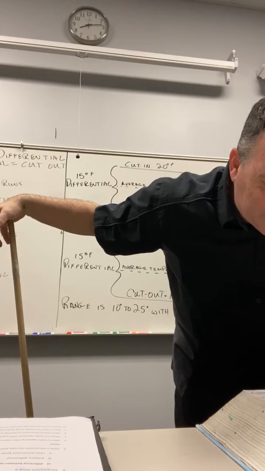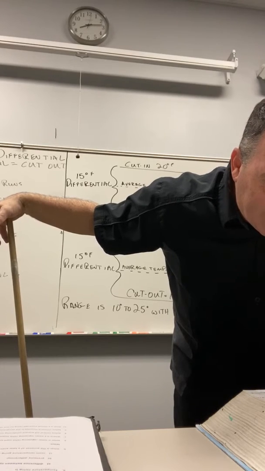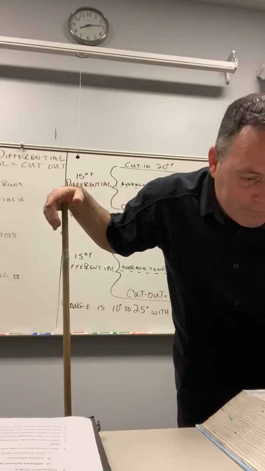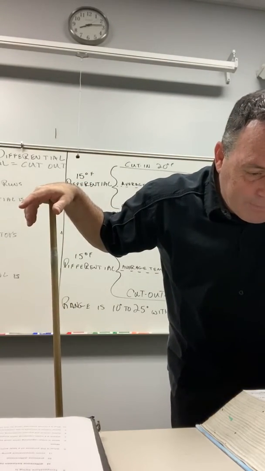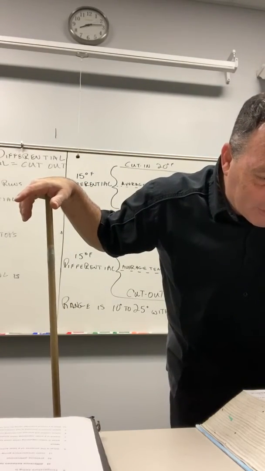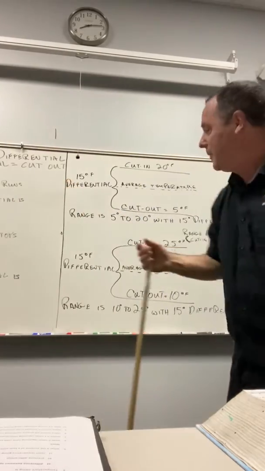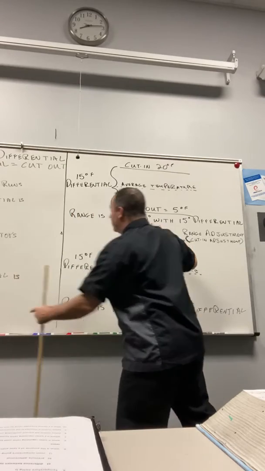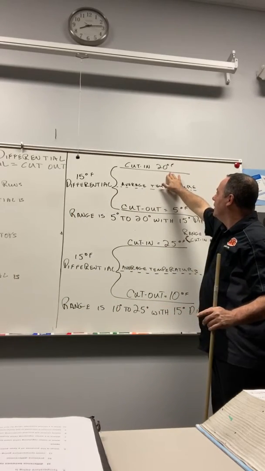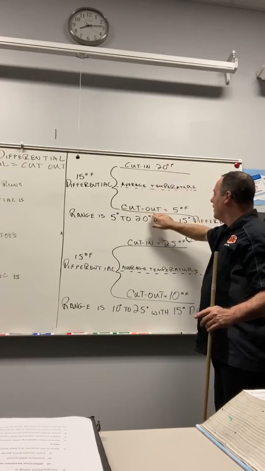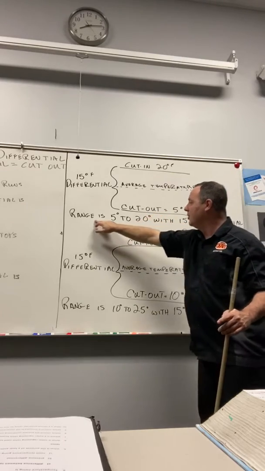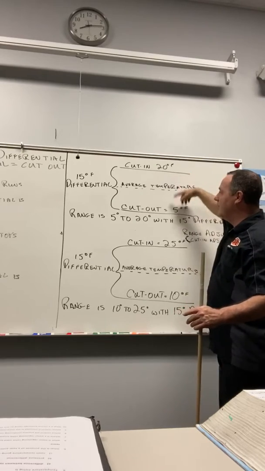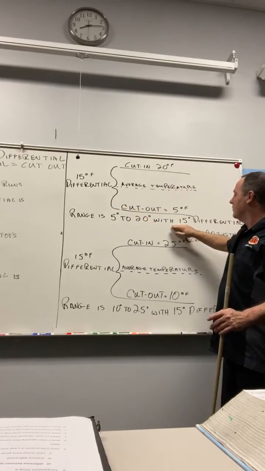Changing the cut-in setting without changing the differential will automatically change the cutout. The range of the control is increased, so the average box temperature. So right here, we have a cut-in, 20-degree high event, and a cutout, 5-degree low event. The range is 5 to 20 degrees with a 15-degree differential, okay?